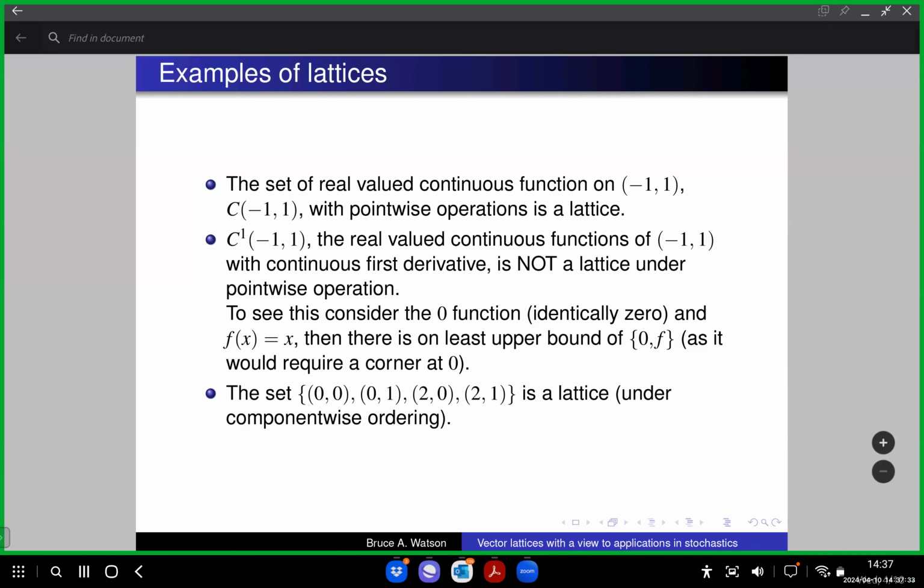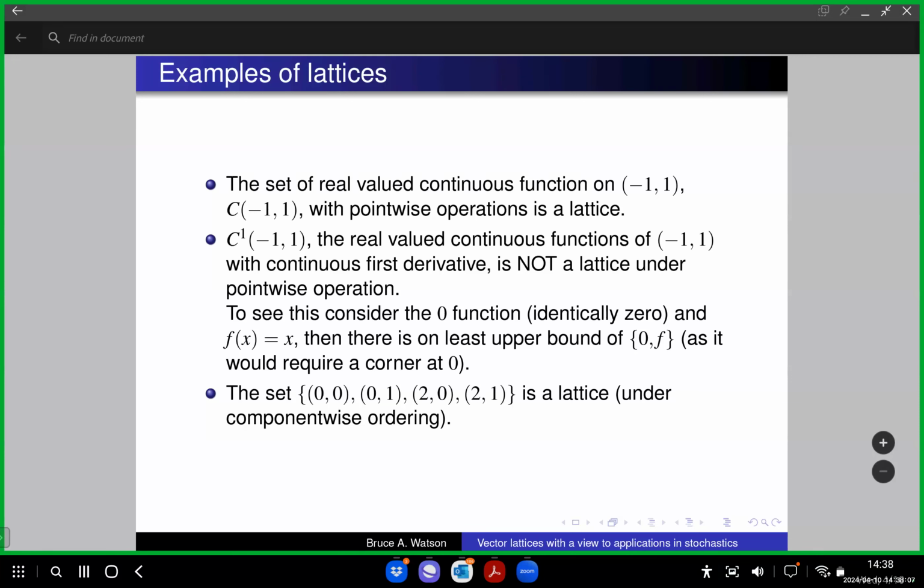And if one tries to find the least upper bound of the pair 0, f, there is no least upper bound. There are many upper bounds for it, but there is no least upper bound living in C1 of [-1, 1]. Intuitively, any such upper bound would have to have a corner at x equals 0. But you can show that abstractly as well, that there is no least upper bound here.